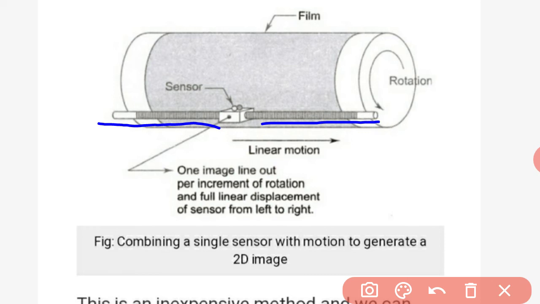And now this only scans the entire image along the horizontal axis, not the vertical axis. We can prefer a number of sensors, which will scan the image in both the horizontal and vertical axes, so both the directions. Now the single sensor is mounted on the lead screw that provides the motion in the perpendicular direction.